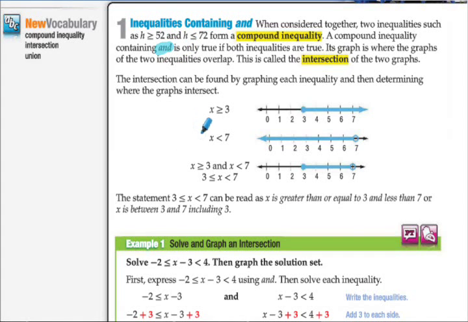So when we get x is greater than or equal to 3 and x is less than 7, x is greater than or equal to 3 looks like this graph right here. And x is less than 7 looks like this graph right here. When we say "and," we're basically combining those graphs, and it's where they overlap. So when you see "and," think overlap, and the answer is going to be somewhere in the middle.